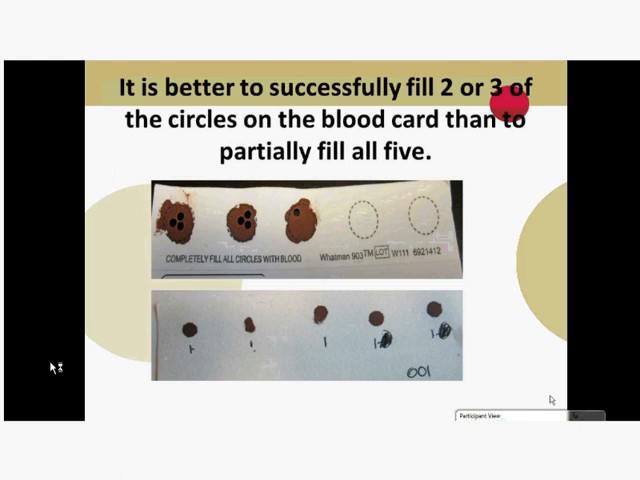So in the slide, the first or the top blood collection card has been accepted, and only 3 of the circles were filled. And in the card on the bottom, an attempt was made to fill all 5 circles, but that sample was rejected because we weren't able to see 8 areas where we could take successful punches.